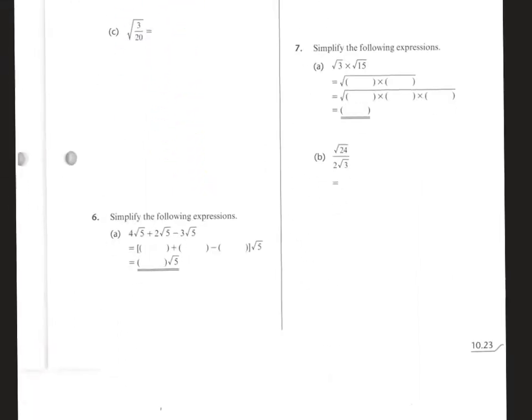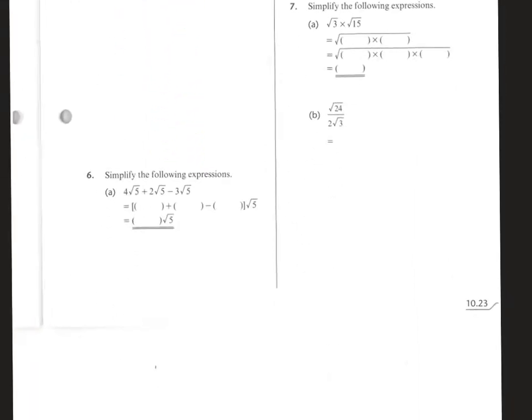Finally, we come to simplifying an expression like in number 6. I don't prefer you to write the steps like in the workbook. The situation would be 4 root 5 plus 2 root 5 minus 3 root 5, and I will consider this like 4a plus 2a minus 3a, if you consider root 5 as a simple letter.